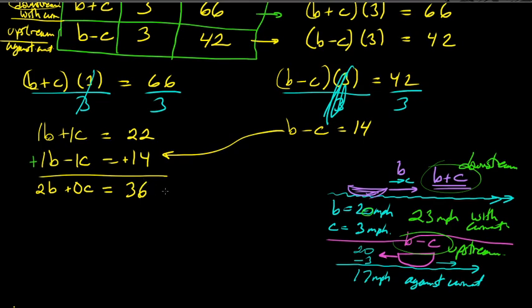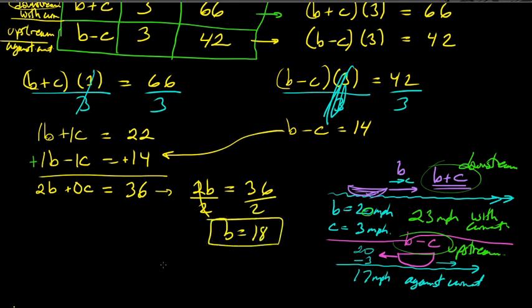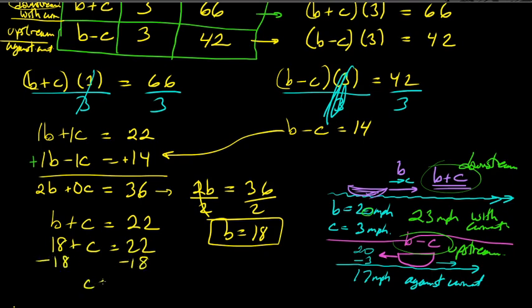Okay, so we eliminated c. We get 2 times b is equal to 36. So divide by 2, and b is going to be 18, right? And look, now that we know what b is, we can find c. b plus c is 22, so 18 plus c is 22. Subtract 18 from both sides. 22 minus 18 is 4.